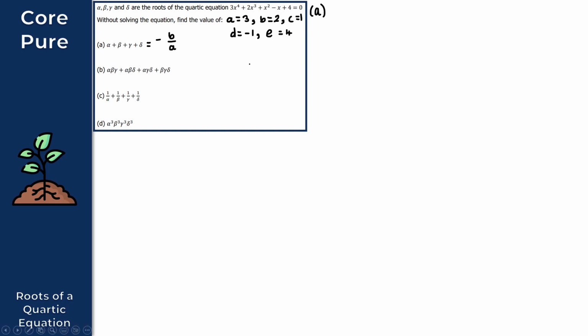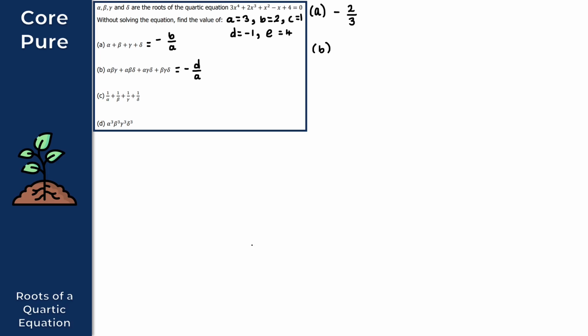Okay. So for part A, this is equal to minus b over a. So we get minus 2 over 3. Nice and straightforward. That gives us the solution to part A. Now for part B, again, hopefully you recognize straight away that this result is one of our standard results. For alpha beta gamma plus alpha beta delta plus alpha gamma delta plus beta gamma delta, this result is equal to minus d over a.